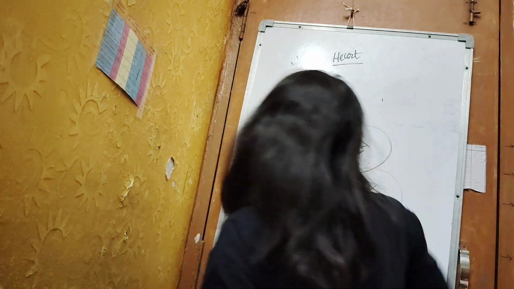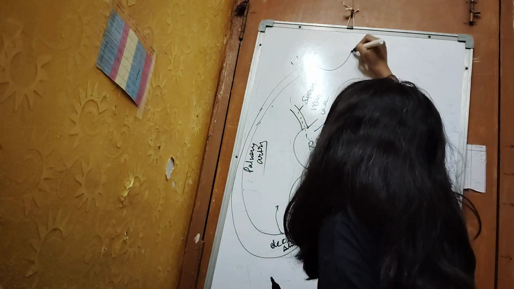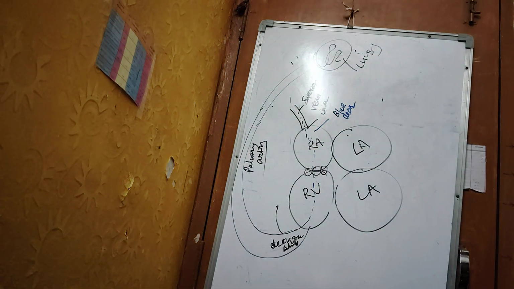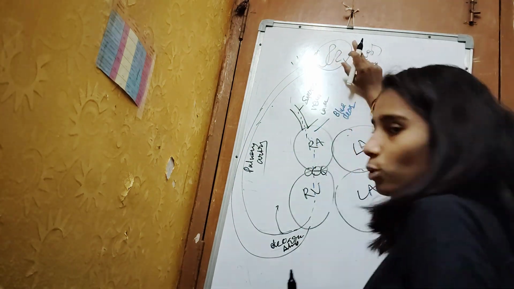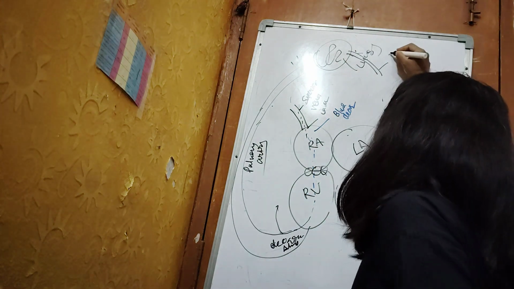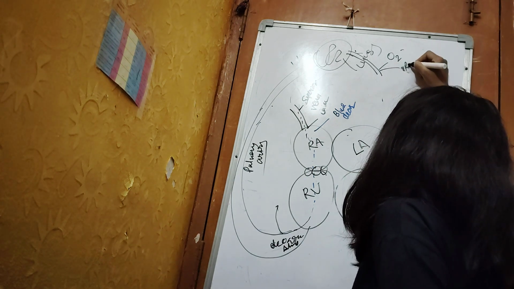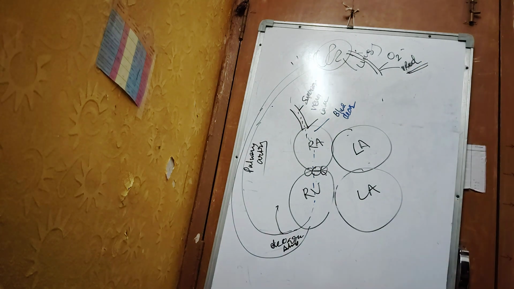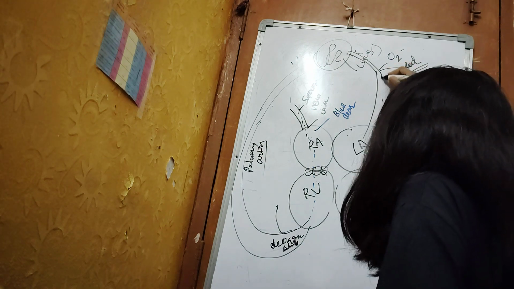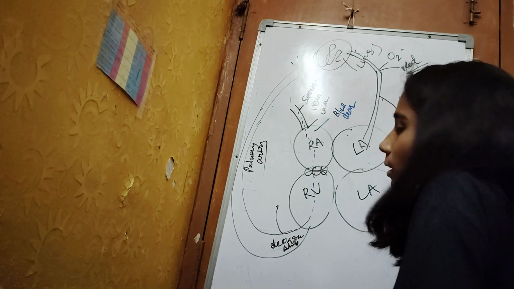Once this reaches the lungs, this deoxygenated blood reaches the lungs and is purified. Here in the lungs the deoxygenated blood becomes oxygenated, right? This is blood red in color. Clear? Now this oxygenated blood reaches the left atrium through the pulmonary vein, right?